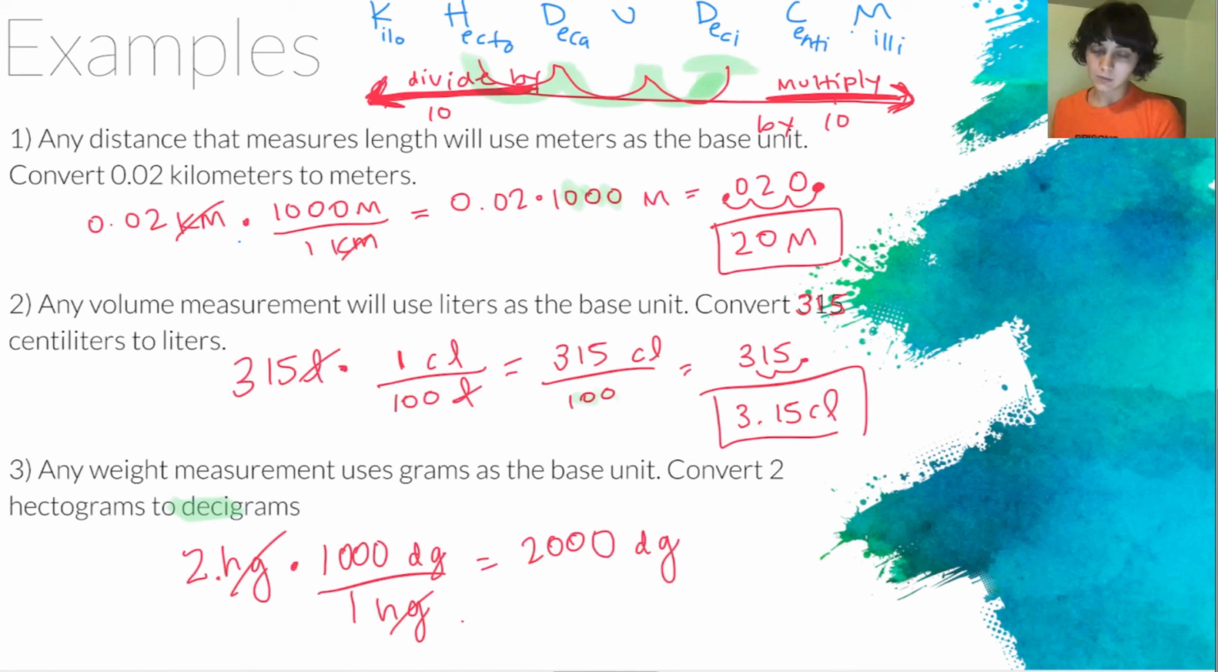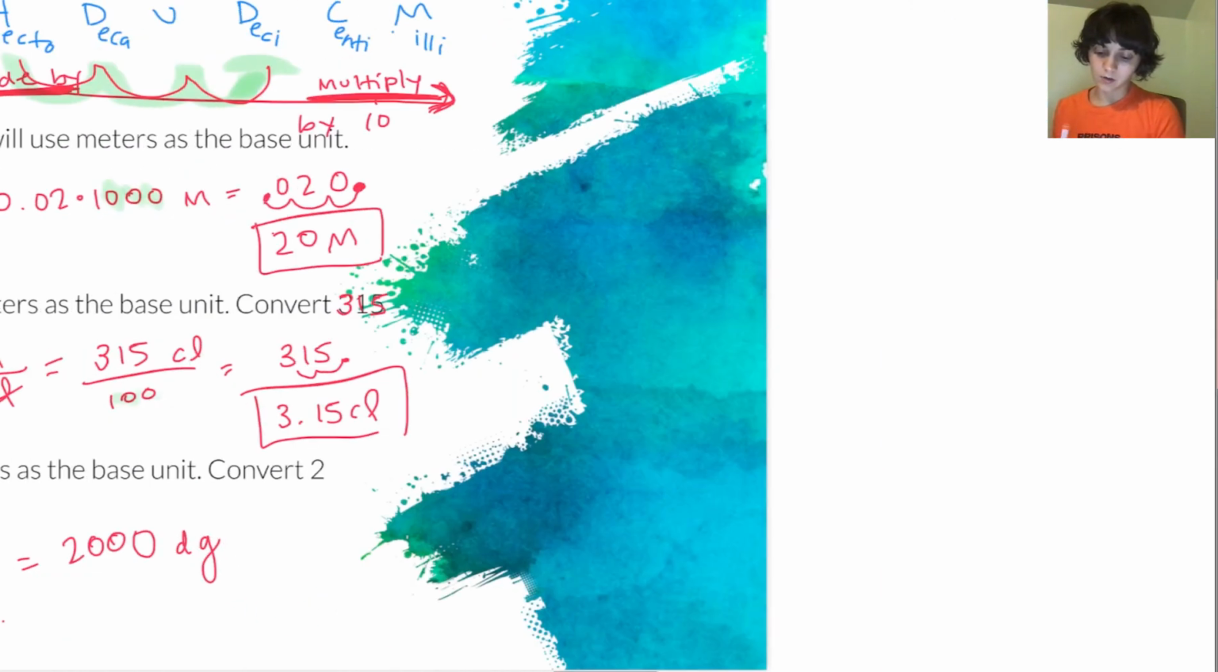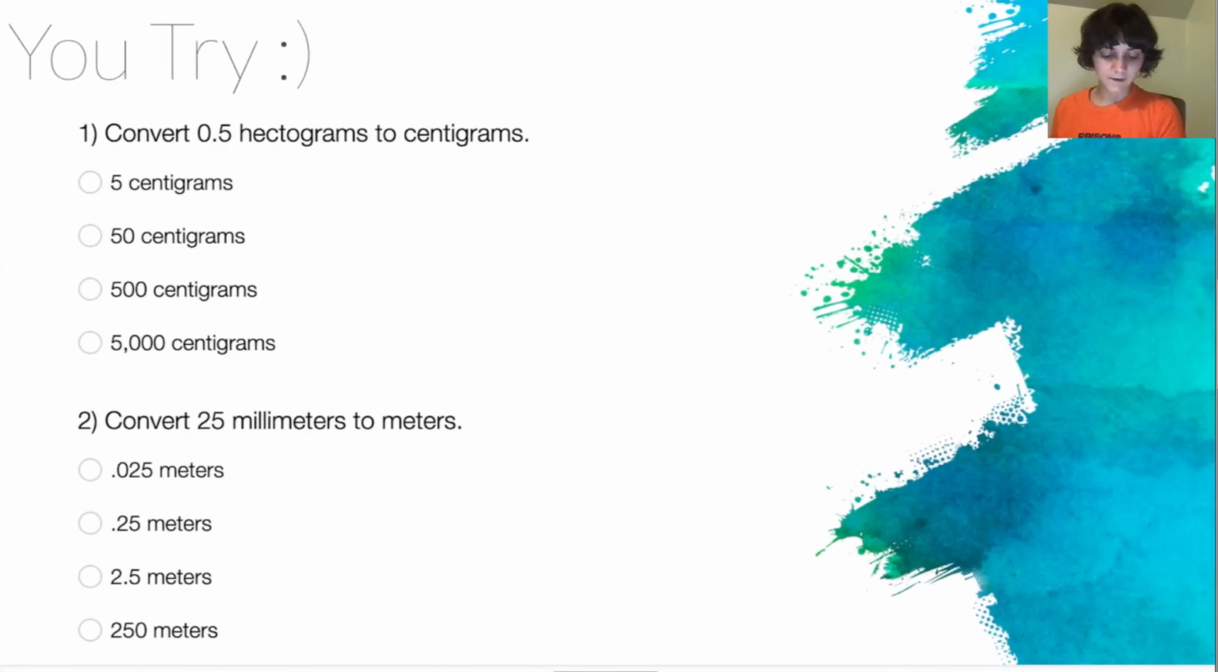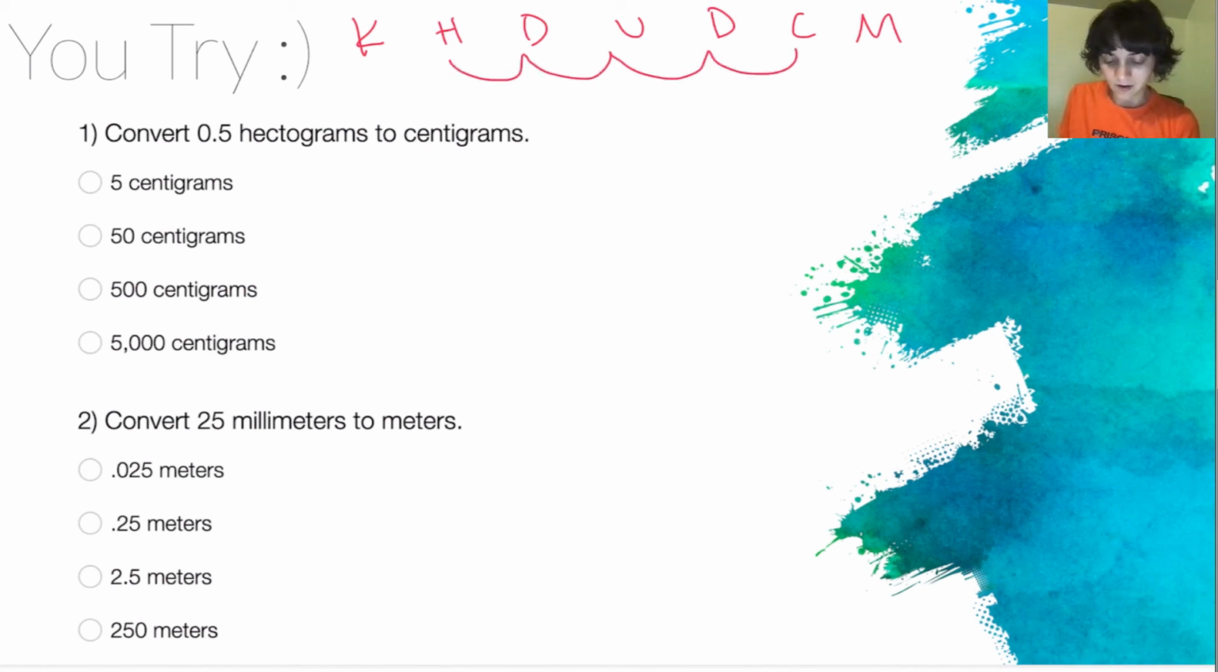Okay, so I want you to try this on your own right here. So 2 problems, they're multiple choice. I want you to apply the same thing that we just did. I always recommend King Henry died unusually drinking chocolate milk. That always helps me if I write it at the top of my page, and then going from hectograms to centigrams, I can kind of count how far it takes to go over, left or right. You got it. Give it a go. We'll continue practicing this a little bit more in class.